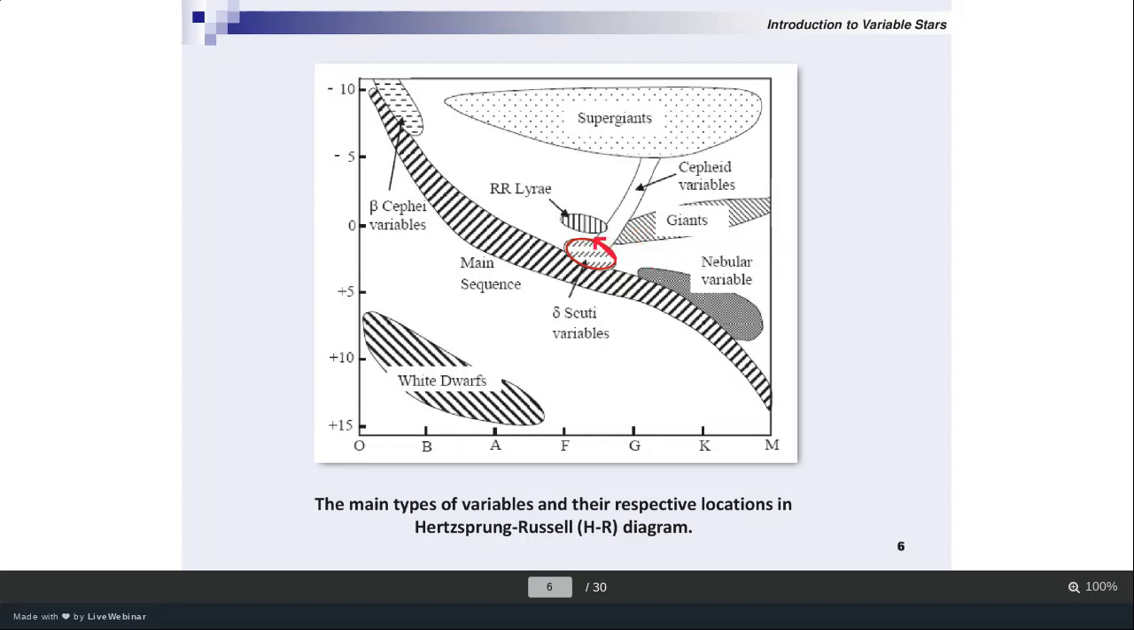So the delta Scuti stars are in this area. This is called the instability strip. Just after the main sequence, they move into this area, what you call the delta Scuti stars. The RR Lyrae is somewhere here. Then the Cepheids are in this instability strip, and here the supergiants, and the beta Cepheids are very big, huge stars, somewhere here in the HR diagram. So I'm just focusing on this area, what we call the delta Scuti stars. Okay.